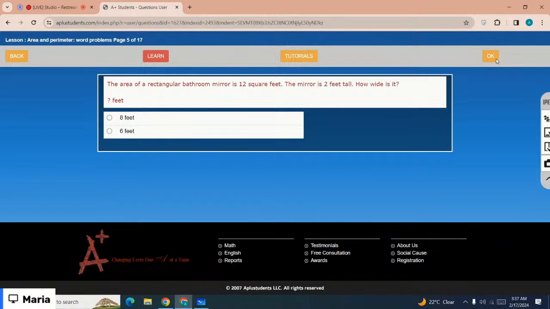The correct option is 6 feet. Very good.